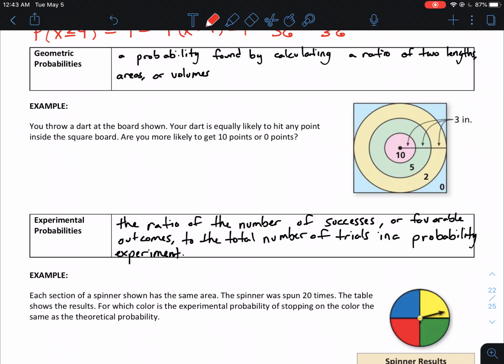So imagine that you're closing your eyes and just throwing it at the board, assuming that you're going to actually hit the board somewhere. That's the other assumption we'll make. Are you more likely to get 10 points or 0 points?